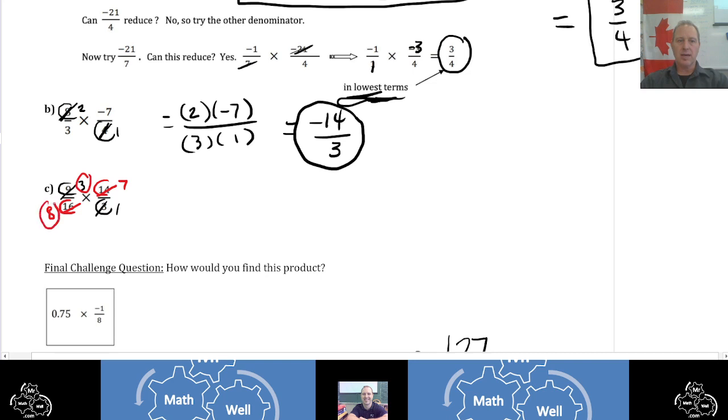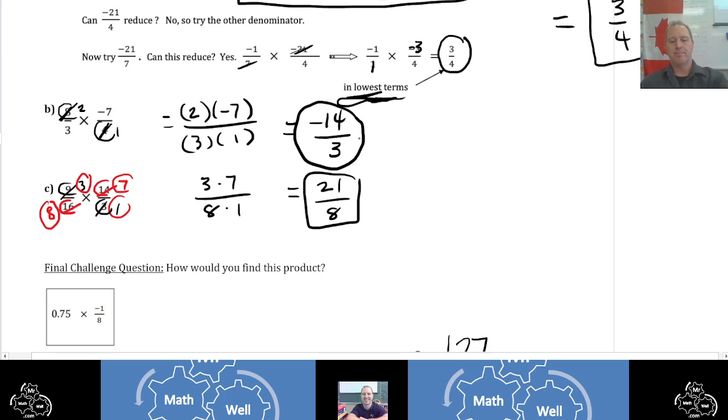What about 3 and 8? You go ahead and take another look, because maybe you missed something at the beginning. No, 3 and 8 can't be reduced. Can 7 and 1 be reduced anymore? No. So what have I got left? I've got 3 times 7, see? And on the bottom, I've got 8 times 1. So that's 21 over 8. Done deal. See that?